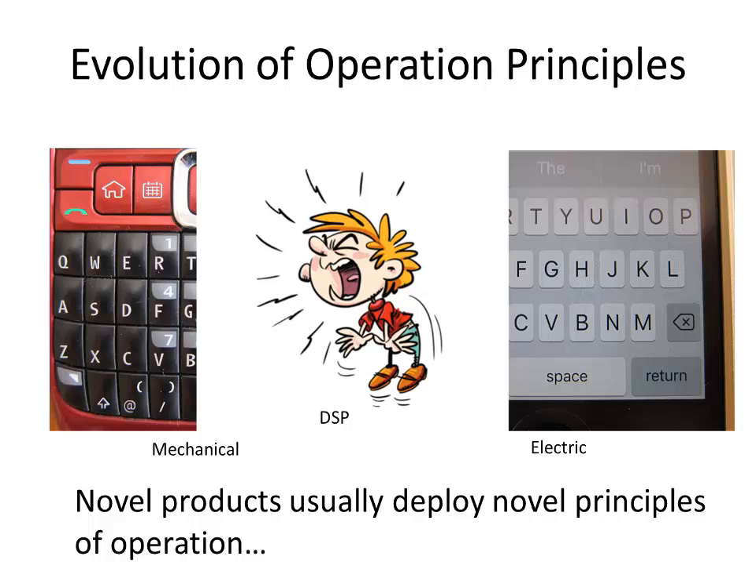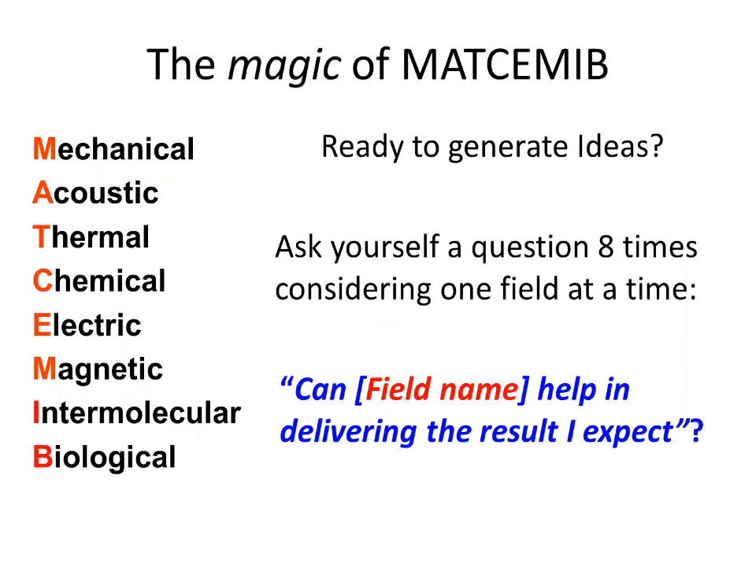This keypad evolution illustrates the importance of engineers' ability to consider various options of operating principles in order to choose the one that will win the market. In order to achieve this, engineers must be skillful in generating many and diverse ideas. Are you ready now to learn how the magic fields of MATCEMIB can help you?